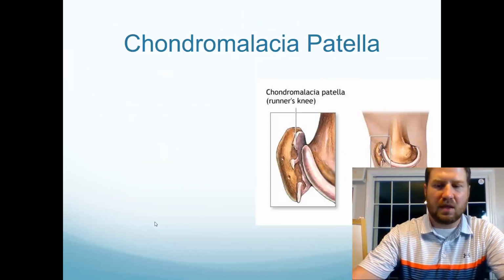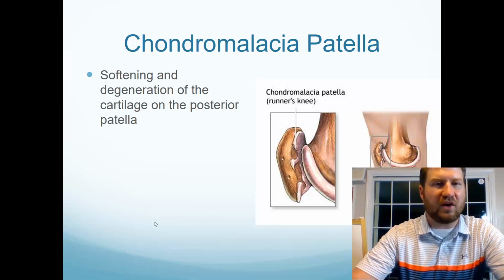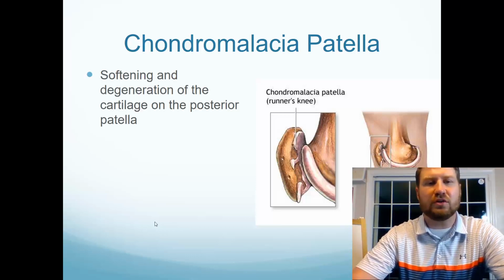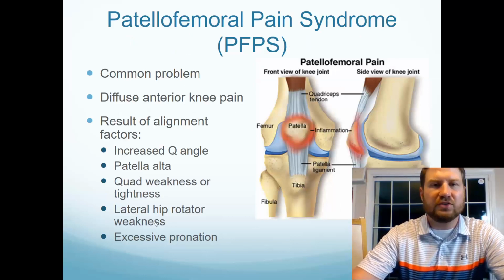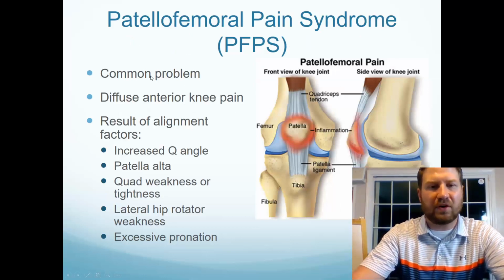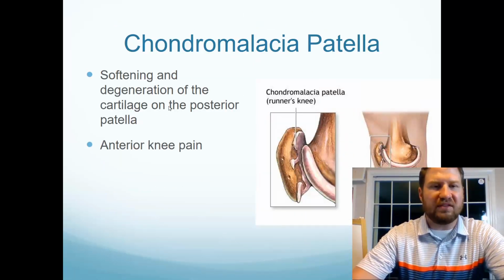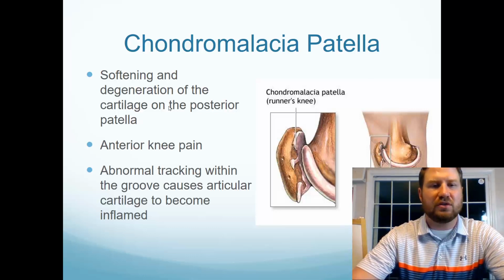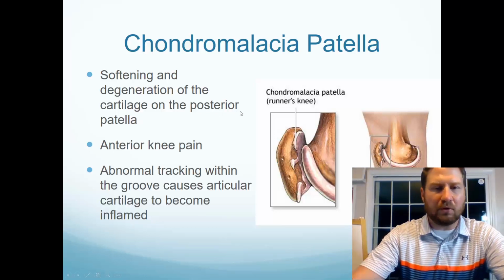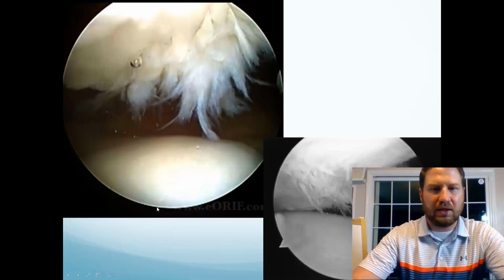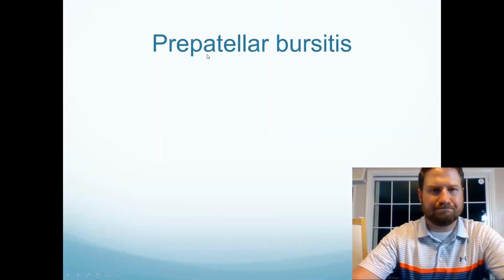Chondromalacia patella is softening and degeneration of the cartilage on the posterior patella. Usually your patellofemoral pain comes first. You have pain. If it keeps going long enough, you're going to end up with some damage, some degeneration. Abnormal tracking within the groove causes articular cartilage to become inflamed and roughed up. And it looks like a little frayed edge on the backside of your patella.